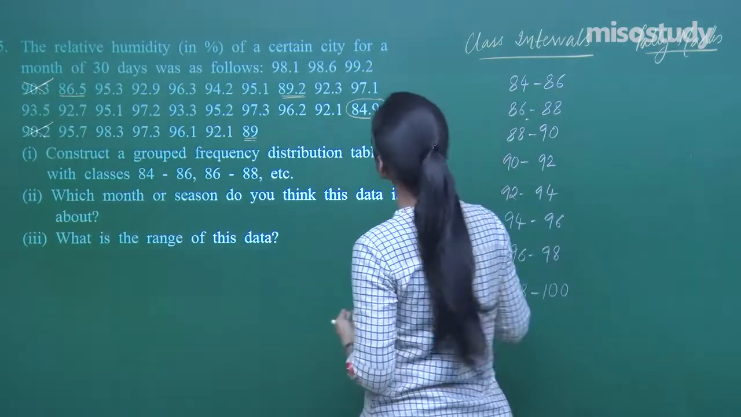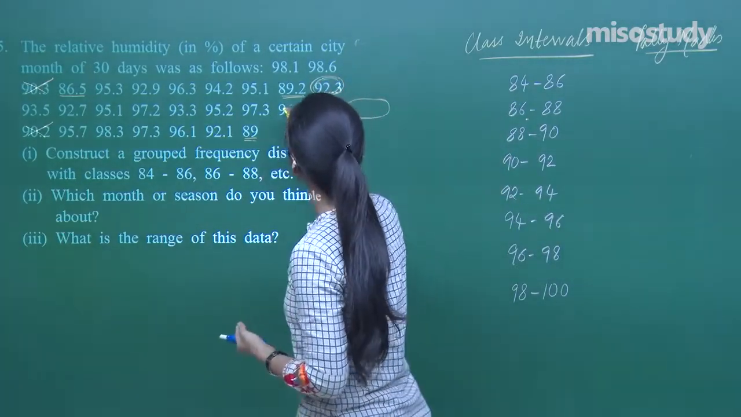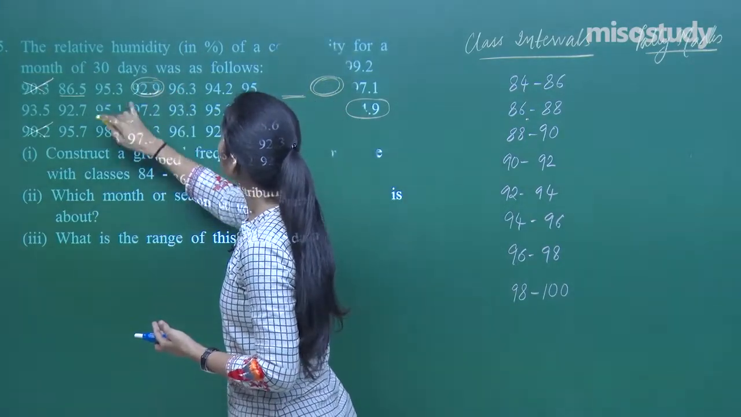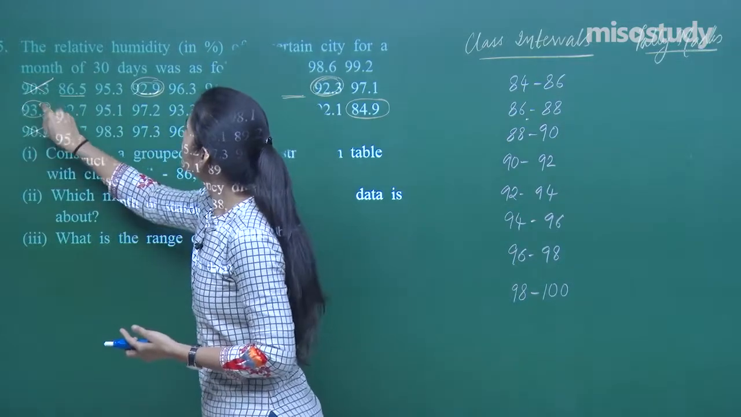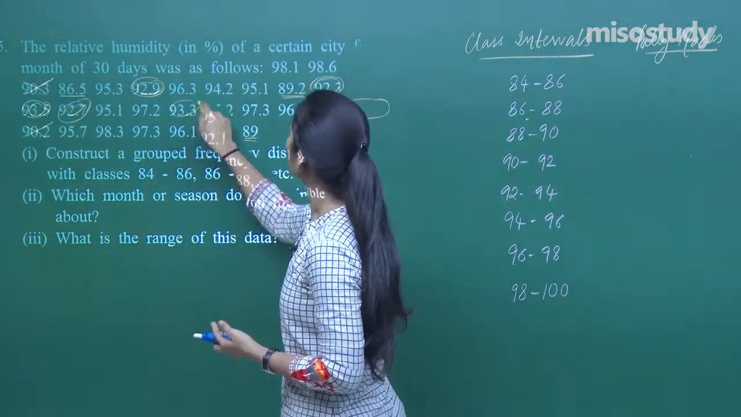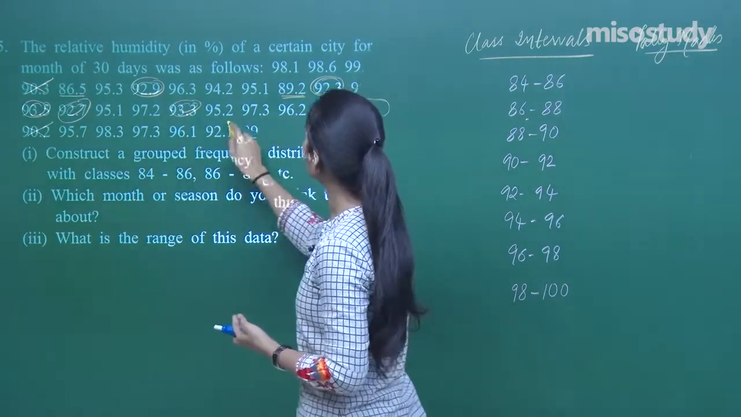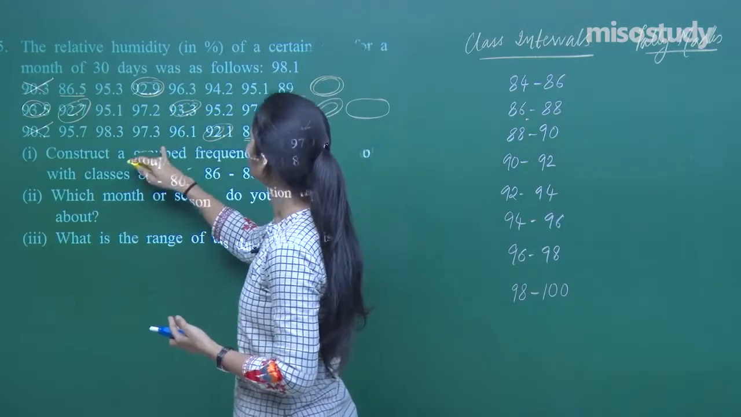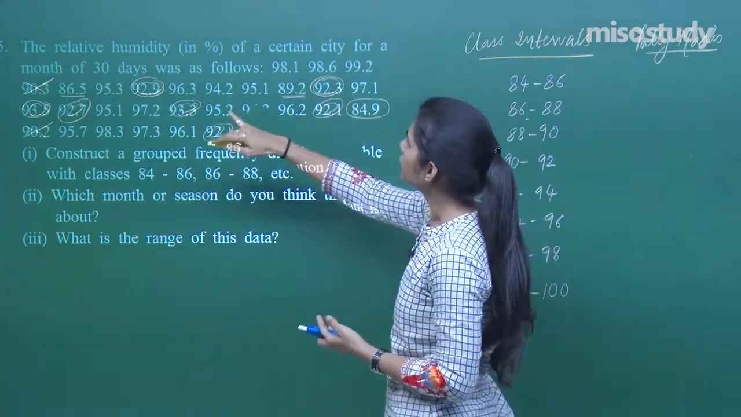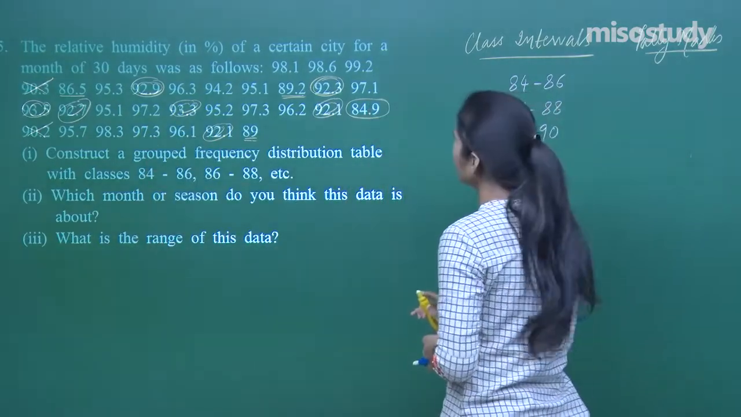Then 92 to 94, let's see. This is also there, this is also there, this is there, this is there, that is it. So you have how many? 1, 2, 3, 4, 5, 6 and 7. 7 we have written in 92 to 94.